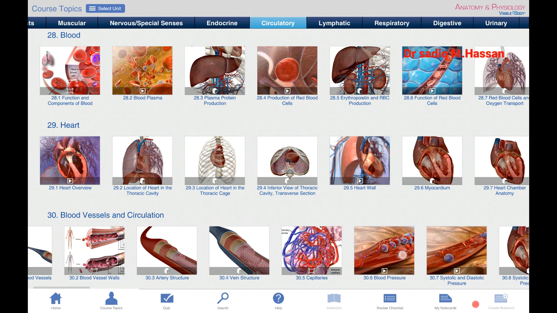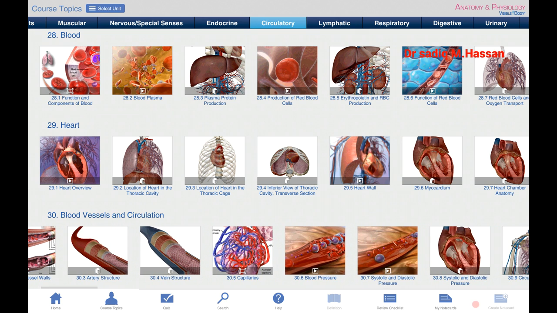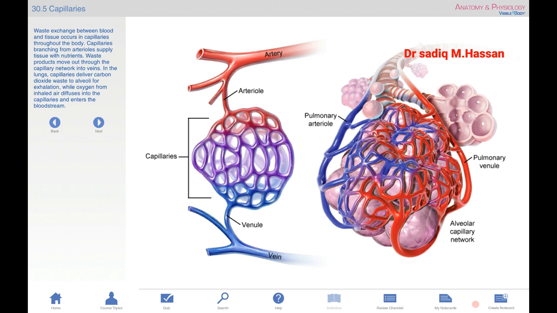So let us see the blood vessels. These are capillaries. As you see here, this is a vein, and it continues to divide and becomes a venule. So it becomes very, very thin. When it becomes microscopic, so that you cannot see it with your eye, it becomes a capillary. An arteriole is on the other side. Here is the arteriole, and the opposite side is the venule.